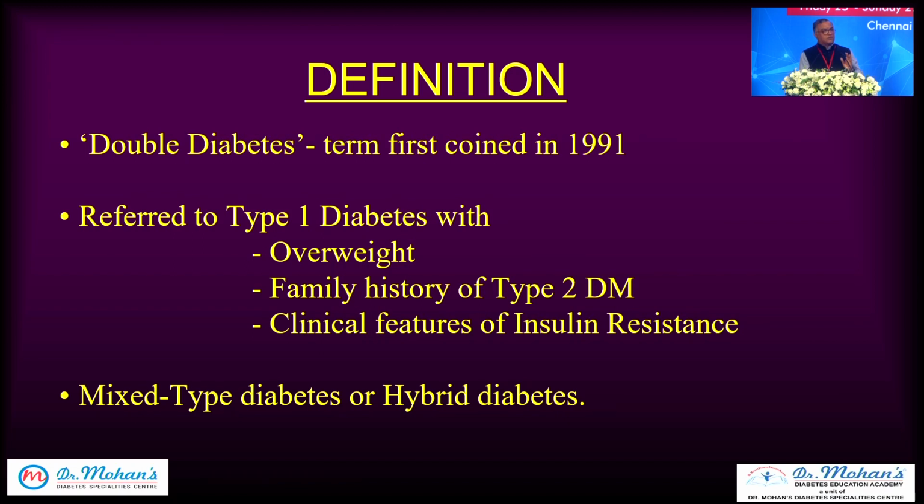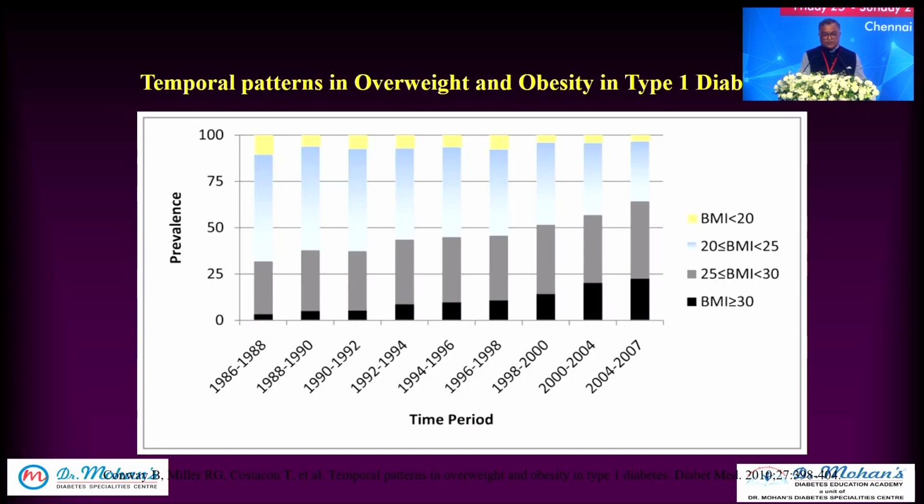This term was coined in 1991, and double diabetes mainly refers to individuals with type 1 diabetes with overweight, with family history of type 2 diabetes, and with clinical features of insulin resistance. It is also called mixed type diabetes or hybrid diabetes.